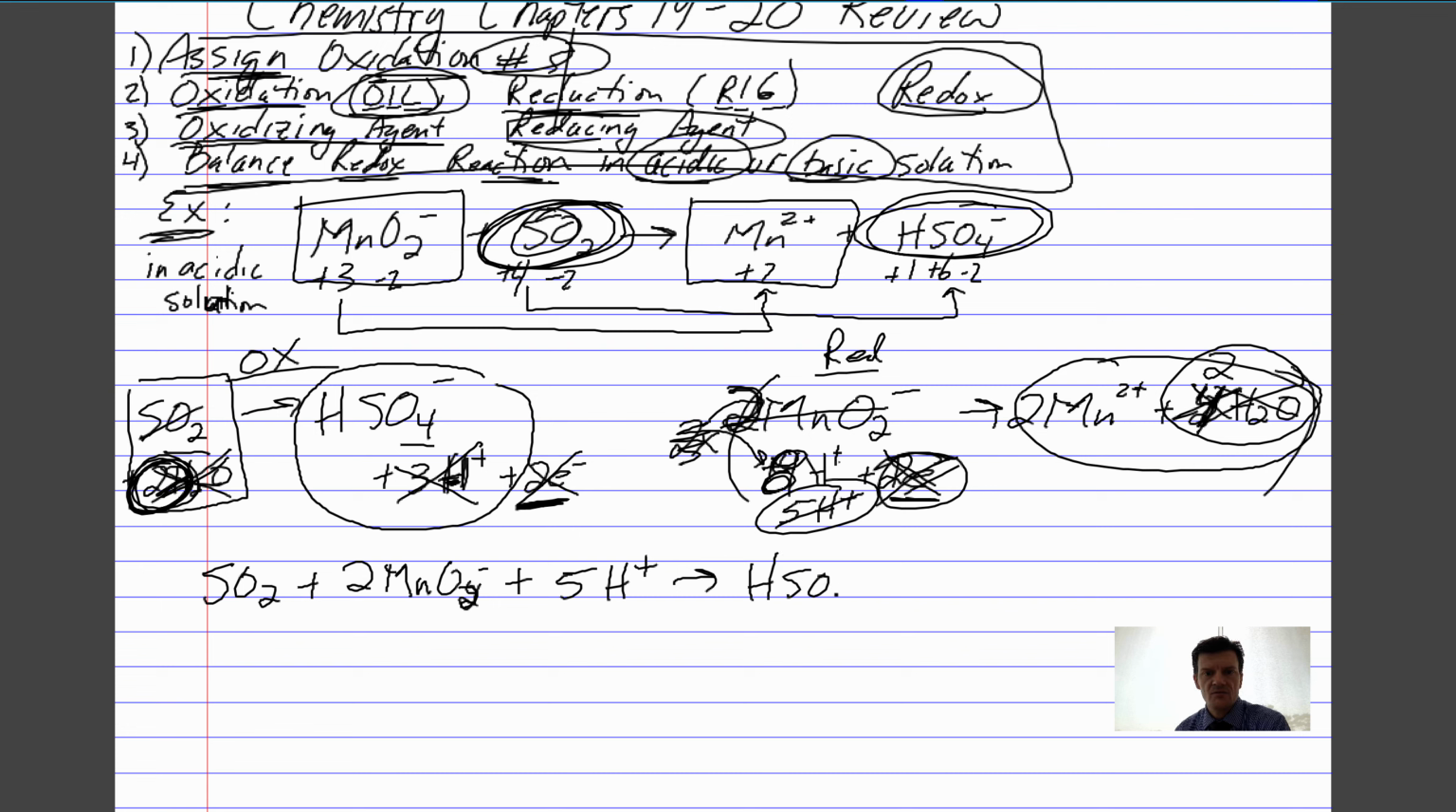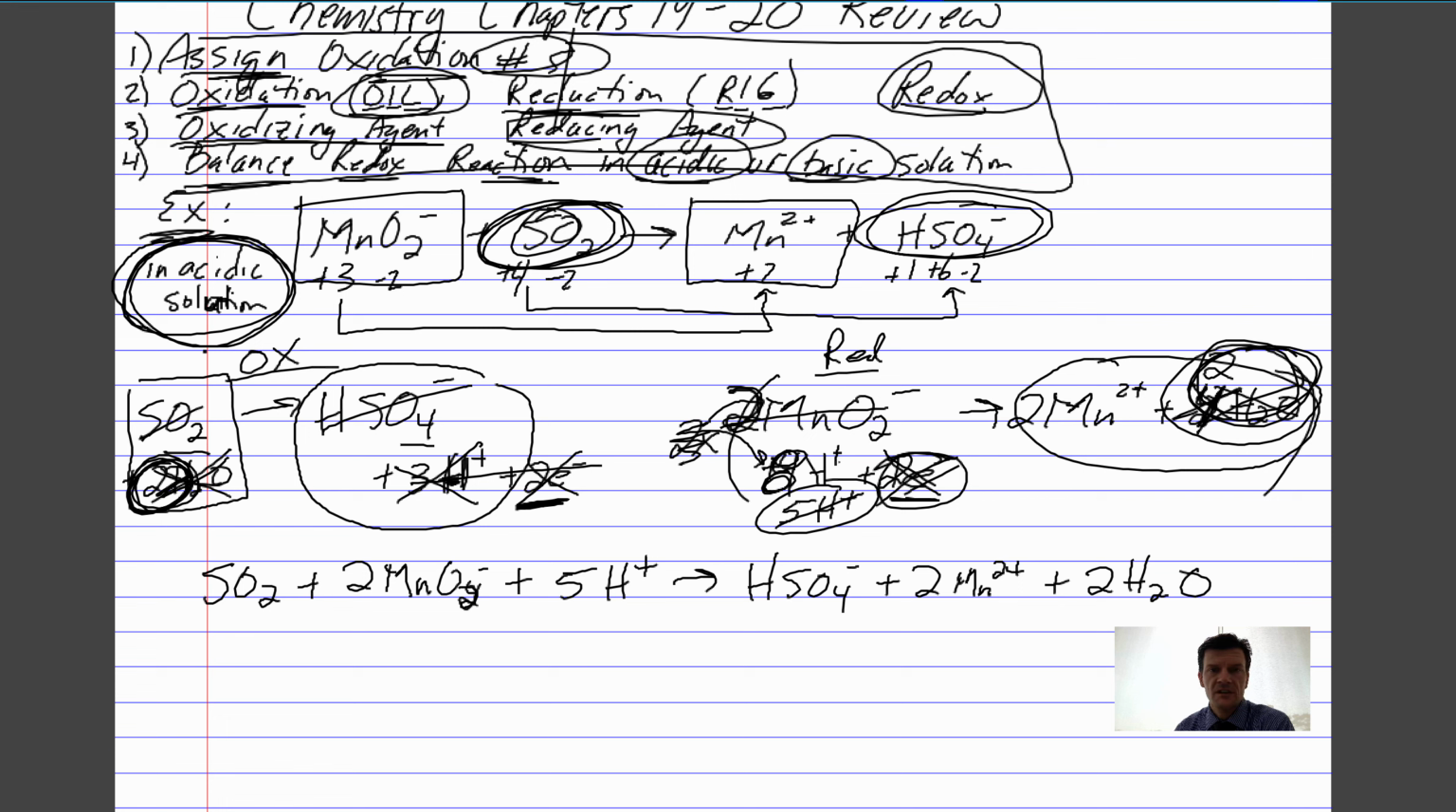HSO4 negative, got that guy, nothing else here, plus 2MN2 plus plus. Remember, those are 2 waters there that I almost forgot about. All right, that looks like that is the final redox reaction. Now, this was assuming it is an acidic solution, okay?